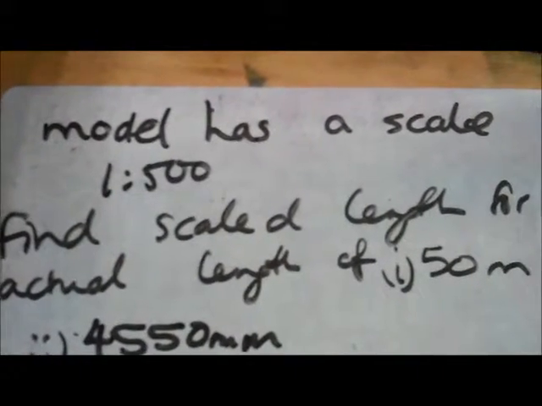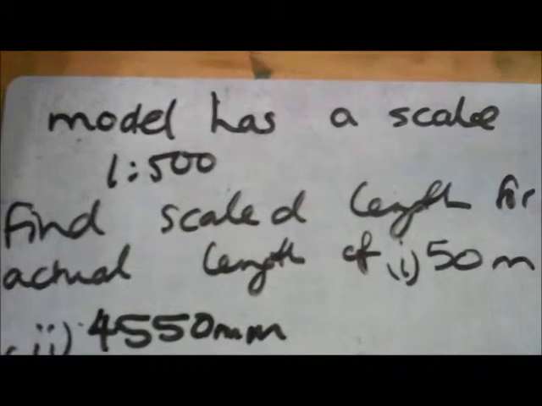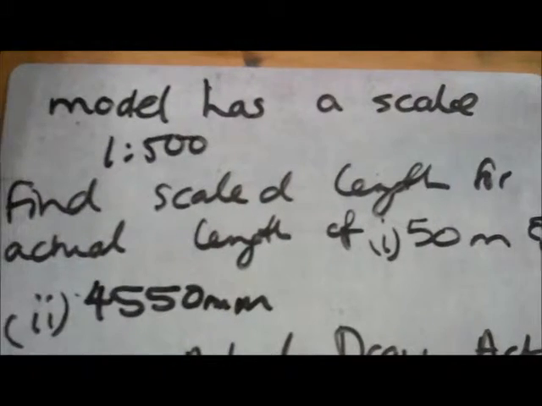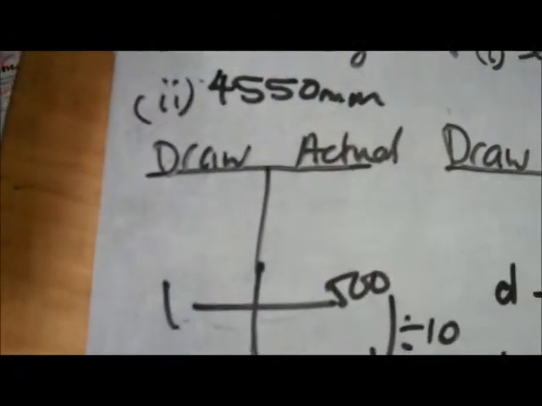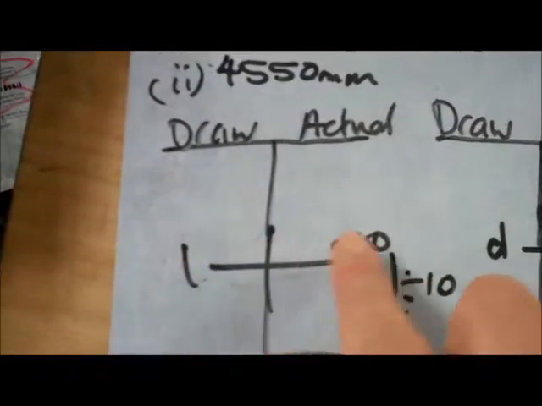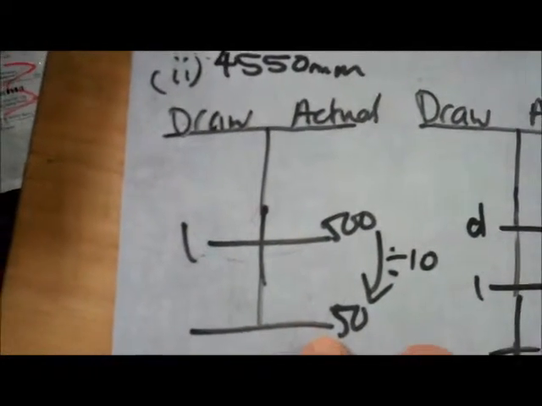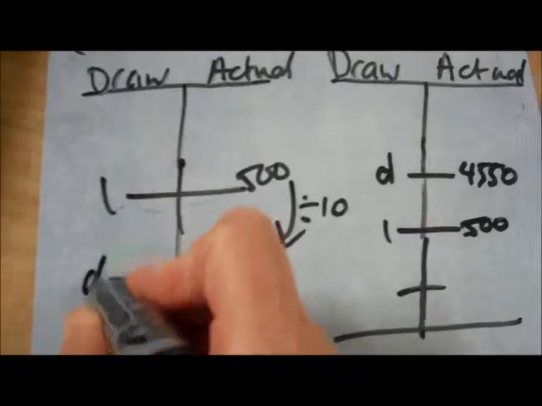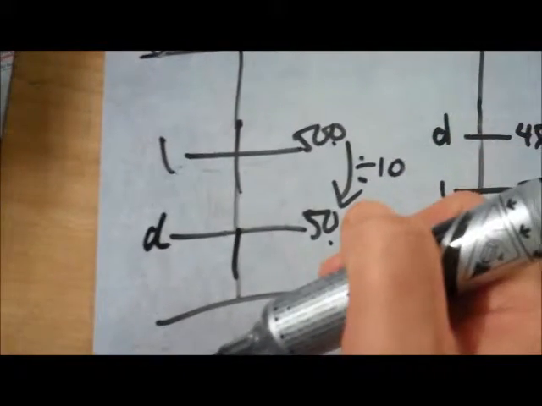So here we have another example where a model has a scale of 1 to 500. It's a boat, so a model boat has a scale of 1 to 500. Find the scaled length for an actual length of 50 meters, that's number 1, and 4,550 millimeters. So let's have a look at the first one. So I've got a scale factor of 1 to 500. So here's my 1 to 500. And I want to know what 50 meters is going to be. So I actually want to know if 50 is on this side, what's the drawing, how big is the drawing going to be? Can you see that to go from 500 to 50, I've just divided by 10?